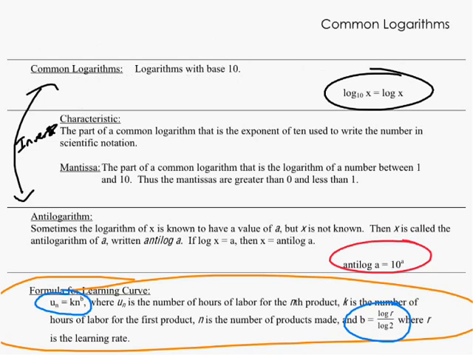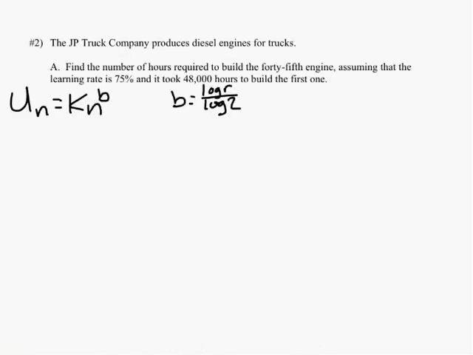U sub n is the number of hours of labor for the nth product. This question is asking, find the number of hours required to build the 45th engine. That's what the question's asking. So the question right here is U sub n. So we're trying to figure out.